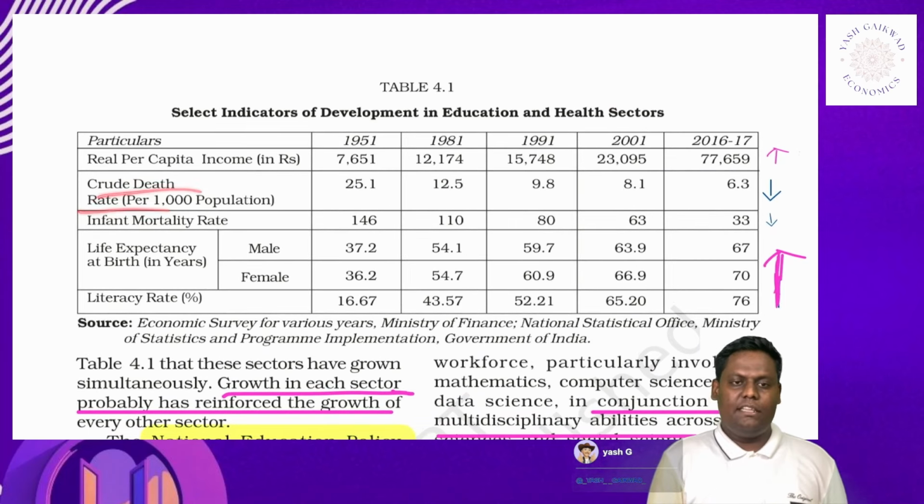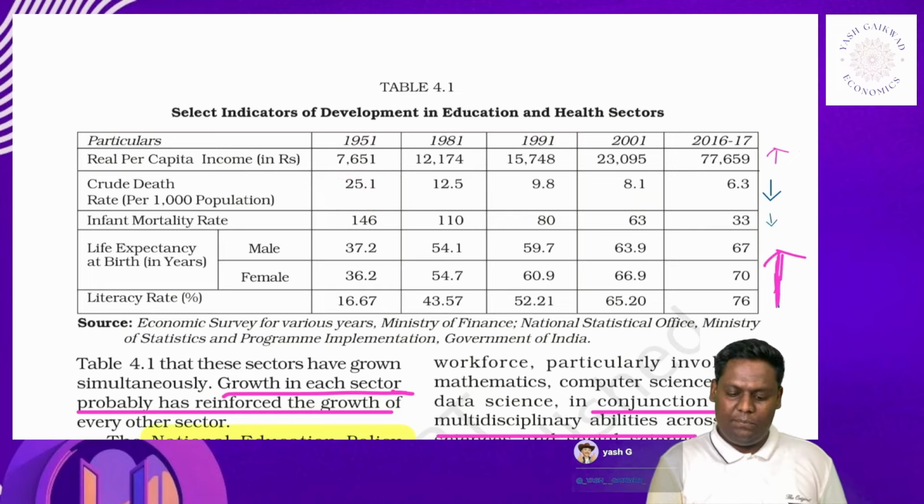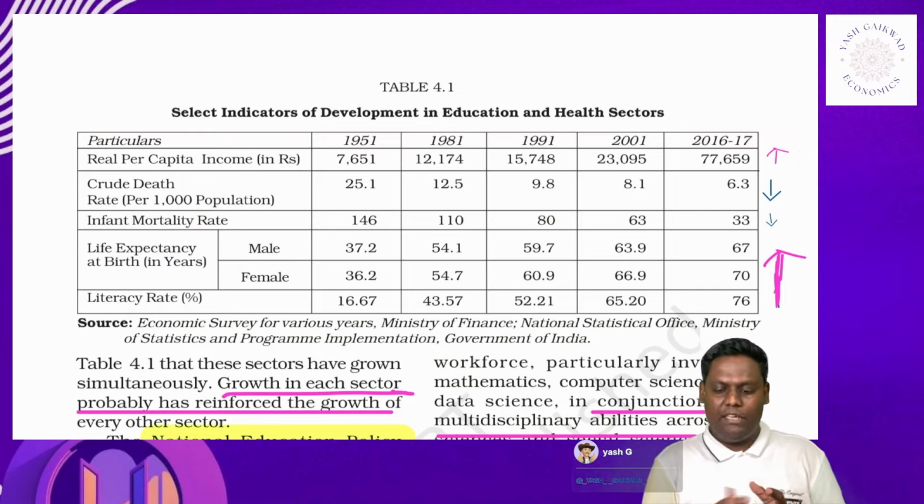The crude death rate, that is per thousand population, how many people die due to improper health care and unavailability of treatment, has over the years gradually declined from 25.1 to 6.3. At the same time, the infant mortality rate has gone down from a terrible number of 146 to 33, and the life expectancy, that is the number of years an individual is expected to live at the time of his birth, has also improved.